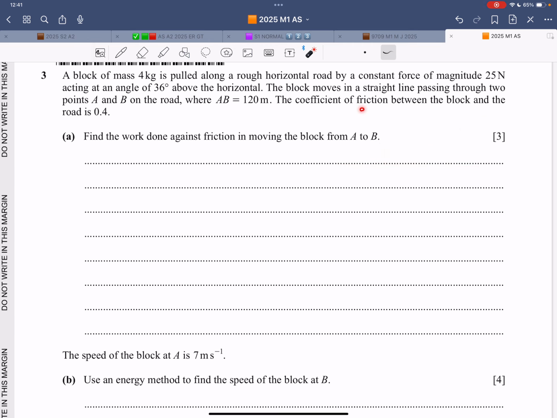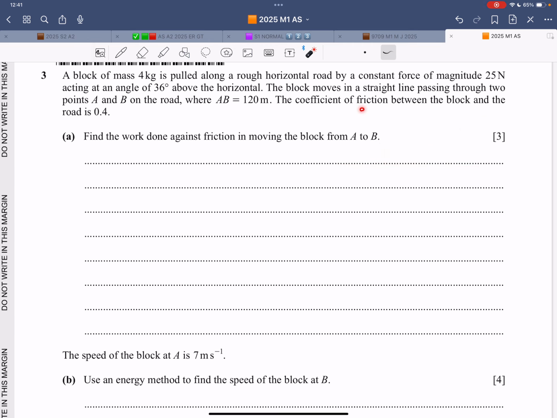Now work done against friction, that should be F max into the distance that it moves. So this thing is F max again, and this is the distance that it moves, which is 120 meters, which is written over here. That comes out to be this thing. If we use it for further calculation, use the unrounded value. For this part, the answer has to be given correct to 3 SF.